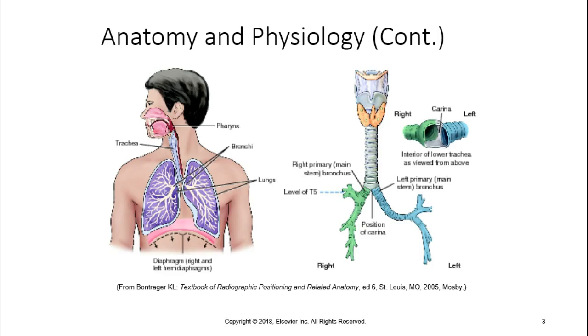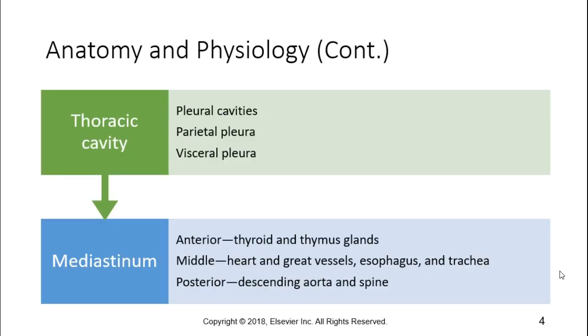You can see the pharynx, bronchi, the lungs, the trachea. You see the carina. The carina is a huge point for us. When we run angios, we're usually placing our ROIs at the carina, so it's really important. It's at the level of T5.